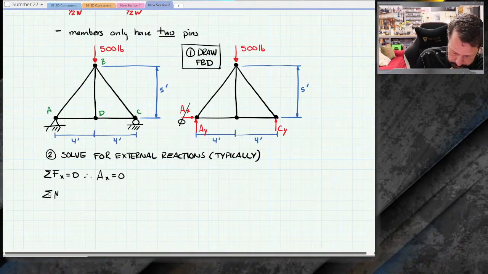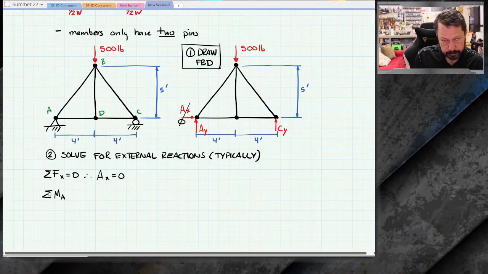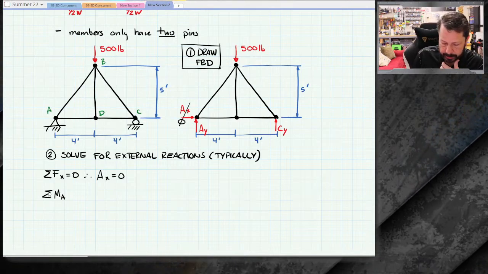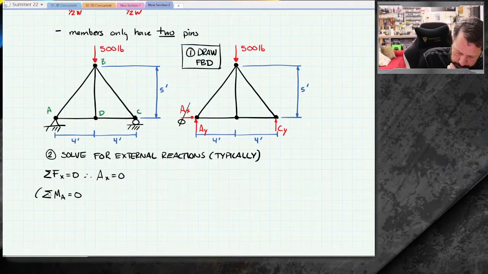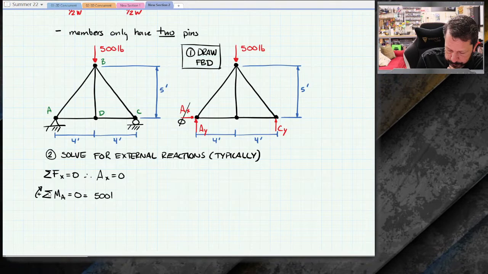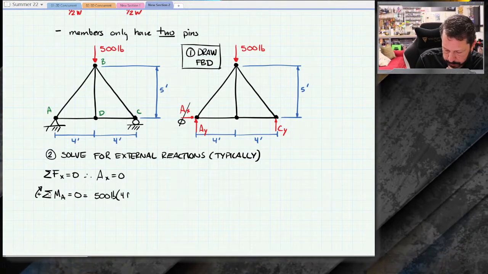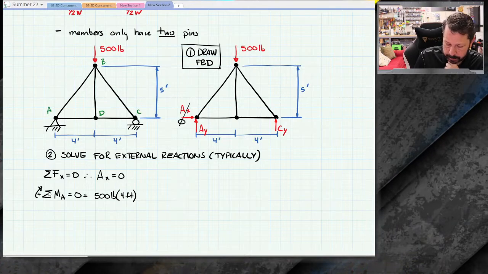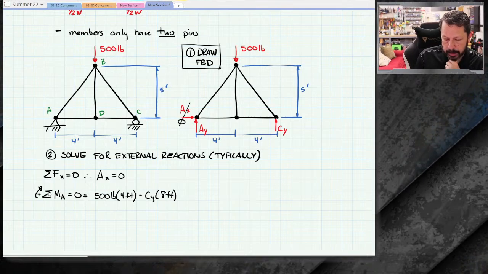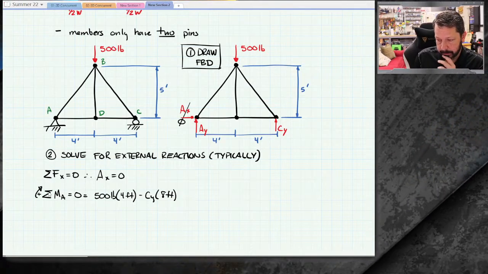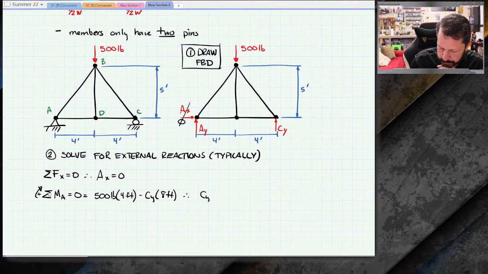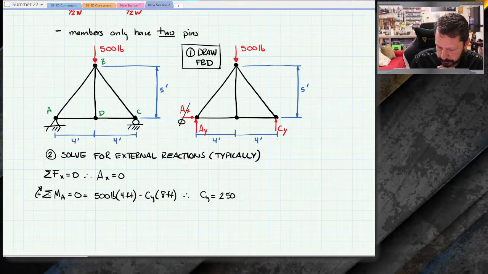So I want to say summation of moments. I'm going to do point A. Most of the time, it's best to do the summation of moments about the pin, and the pin was at A. I'll say clockwise is positive. I've got 500 pounds times a 4-foot moment arm going clockwise about point A, and I've got CY times an 8-foot moment arm going counterclockwise about point A, so I gave it a negative sign. Therefore, when I solve that, CY ends up 250 pounds.